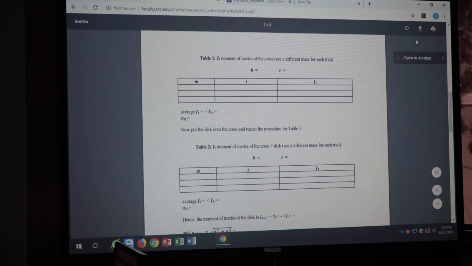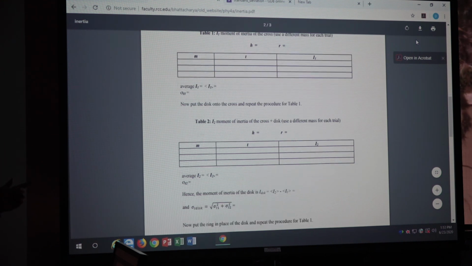Then once you got your three I1 values, you're going to average them out, and then you calculate the sigma for those three values. And then we put the disk on the cross, or you put the ring on the cross. I forget which way we actually did that in the video just before. But in any case, you repeat what you did for table 1.